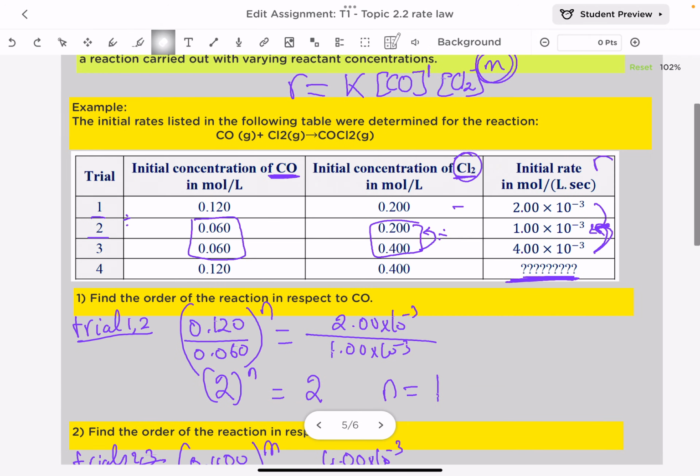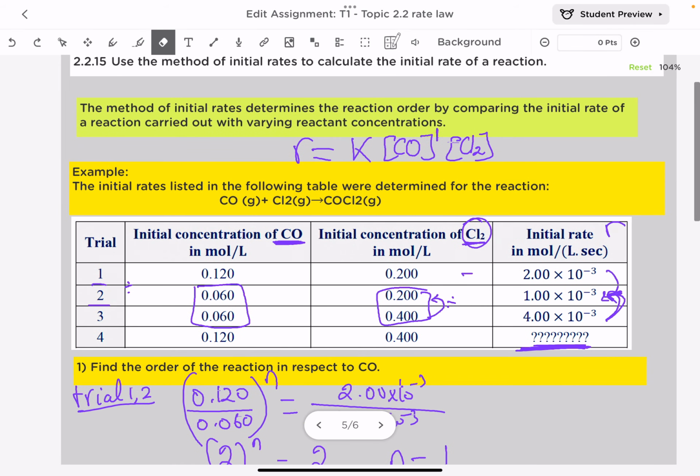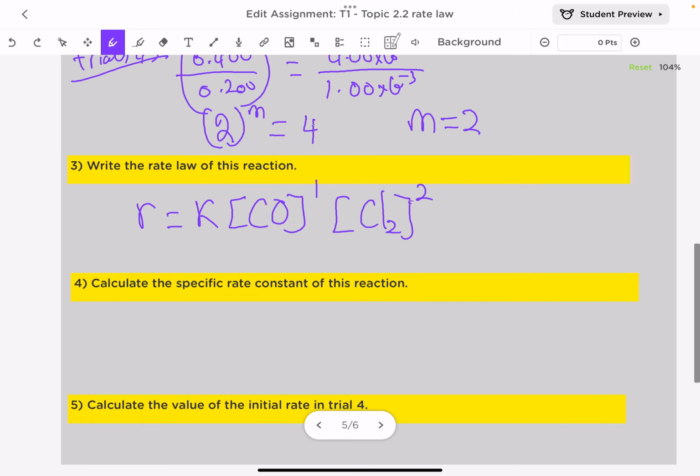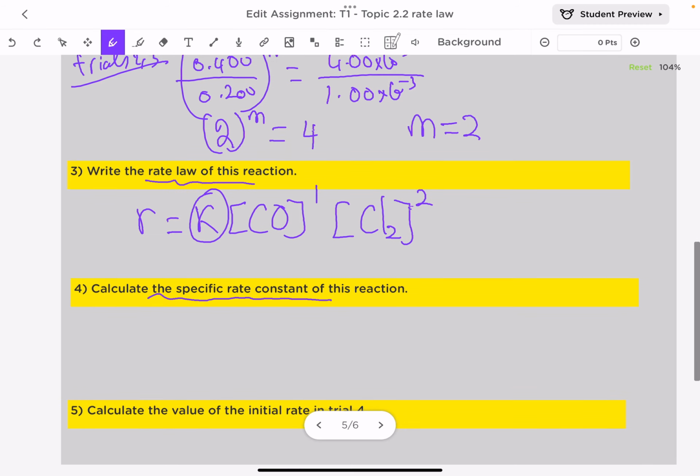So now I know that it is second order with respect to Cl2. And here's the final formula of the rate law: first order in CO, second order in Cl2. Now, always expect a question after finding the rate law formula asking you to calculate K. Calculate the specific rate constant of this reaction.